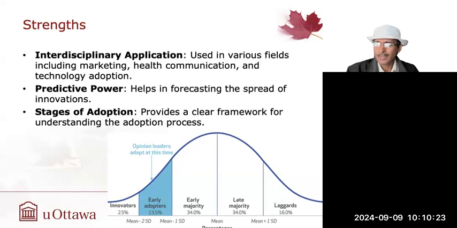And predictive power: it helps forecast the spread of innovation. Meaning innovators are very few people, then there will be significant growth for early adopters, a huge growth in early majority, then the S-curve comes down, late majority and laggards. And there are different stages of adoption. When there is a new product, it's not necessary that people are immediately buying it. No, there are stages, first, second, third, fourth, fifth.